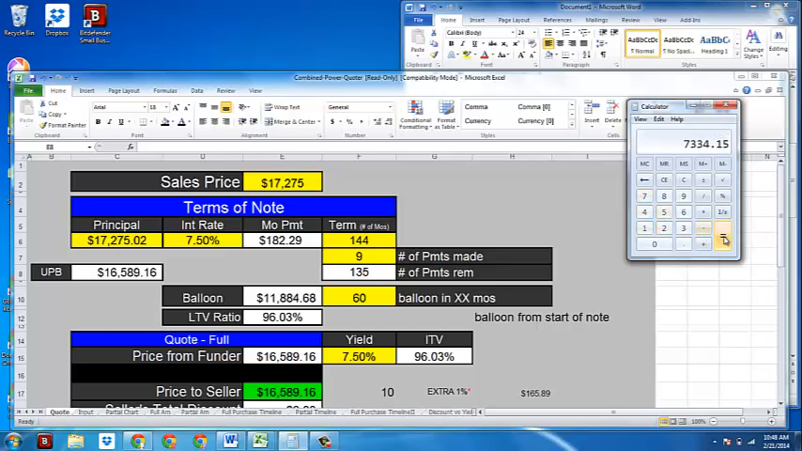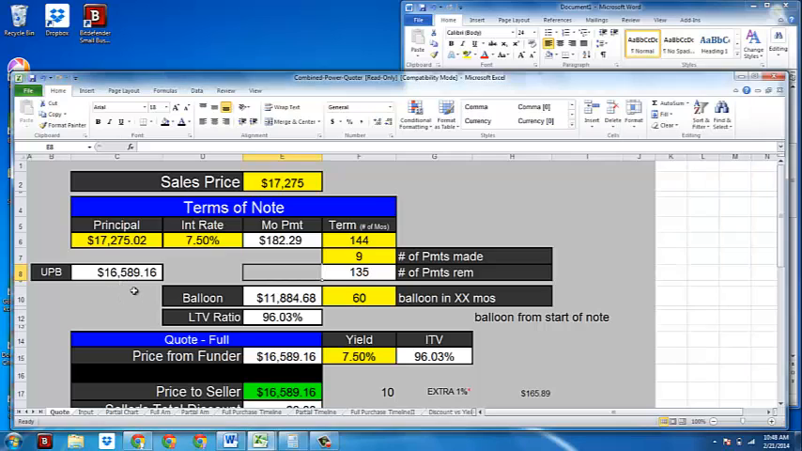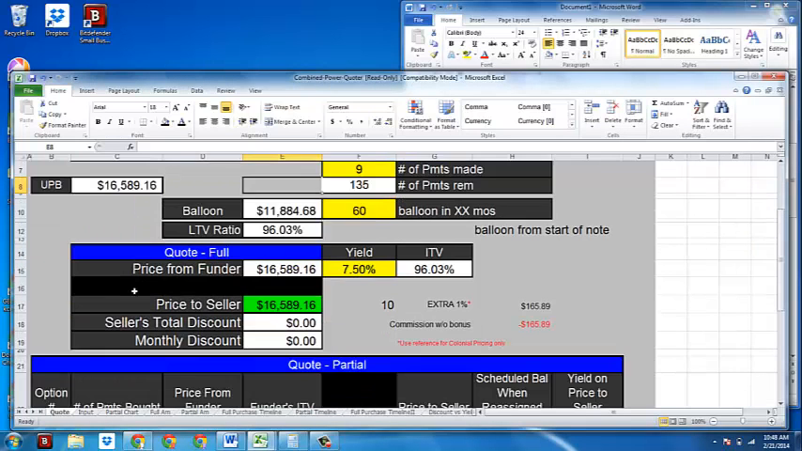$275. I'm going to make $7,000 over the next 12 years based on this principal balance. But if I chose, I can go sell this to someone else at face value. I could go sell it to them for face value. Actually, what's left is $16,589.16, or I could sell part of that.